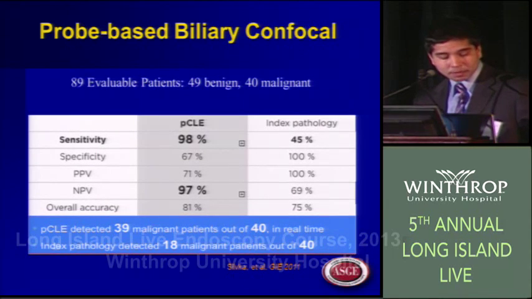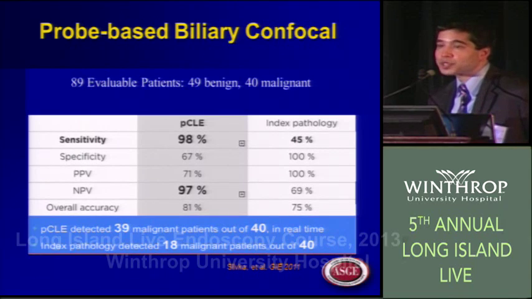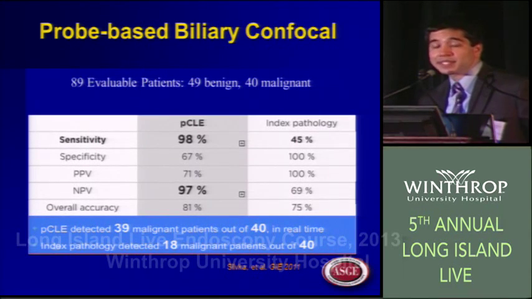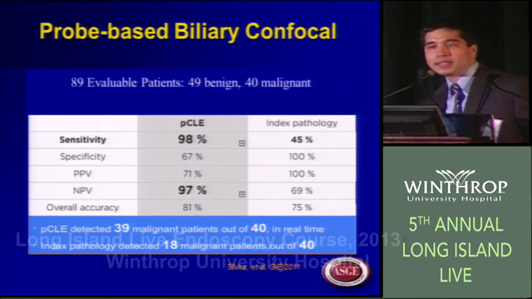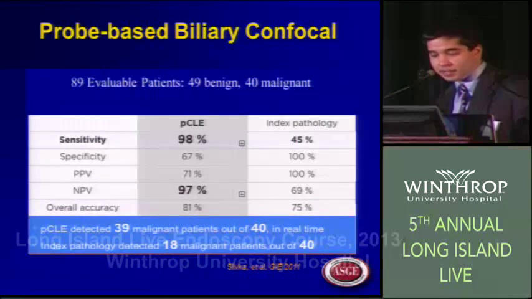In one of the first series published in GIE, we looked at 89 valuable patients, and the sensitivity was quite robust compared to index pathology. Specificity, you'll note, is lower. It's an imaging modality, so it's going to overshoot some of the detection for malignancy. But I think the negative predictive value and sensitivity of this technology thus far in preliminary multi-center series is what's encouraging. If you're able to tell a patient with a high degree of certainty that they have benign disease, that can be reassuring for both you and the patient. And that can't be underestimated or undervalued.